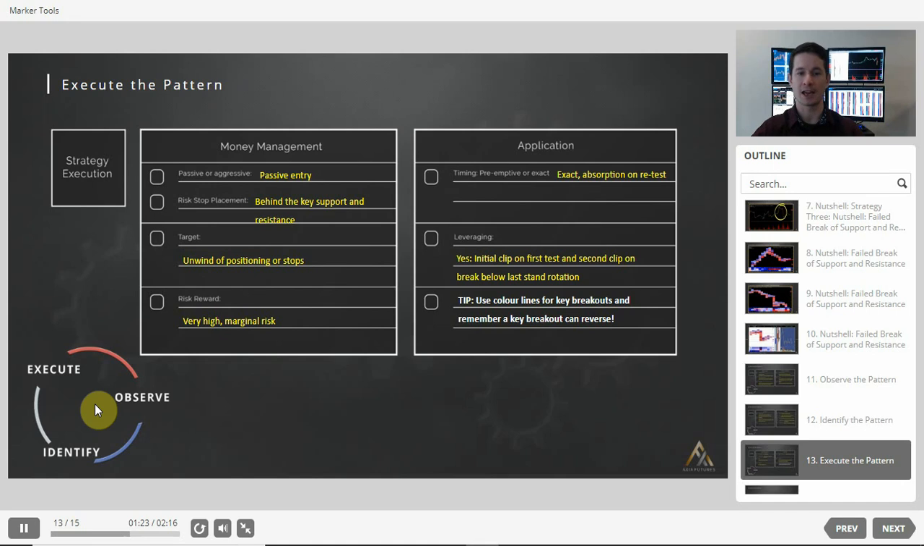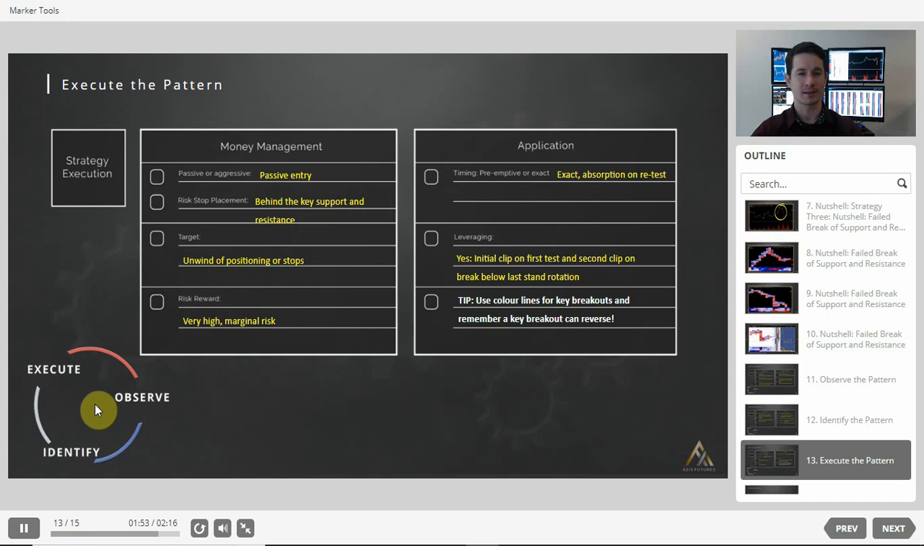In terms of the application, it's exact. We wait for that absorption on the retest and then we simply execute. Leveraging, yes, definitely. In this instance, we will. We only, however, leverage in the instance that we get the clue. So if we get that absorption, we enter in once. And then just before the break below that consolidatory zone, as we spoke about in an example, we add on the second leveraged position. Okay, our tip: use color lines for key breakouts.